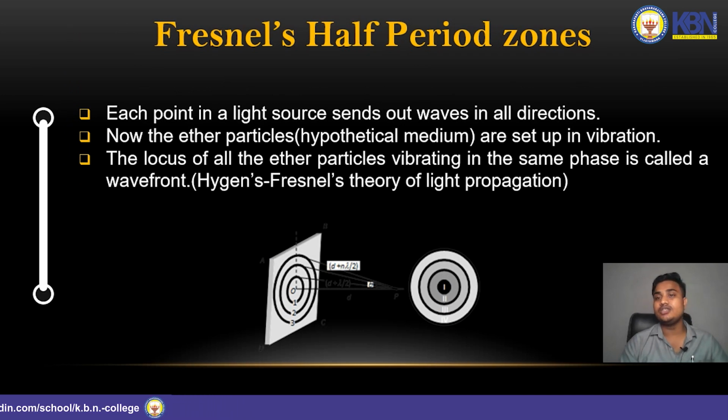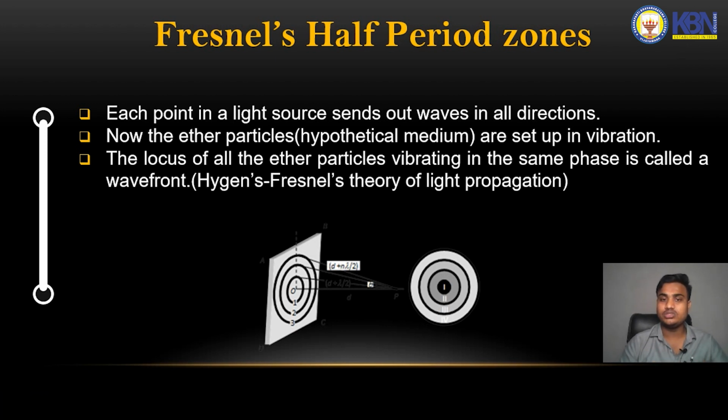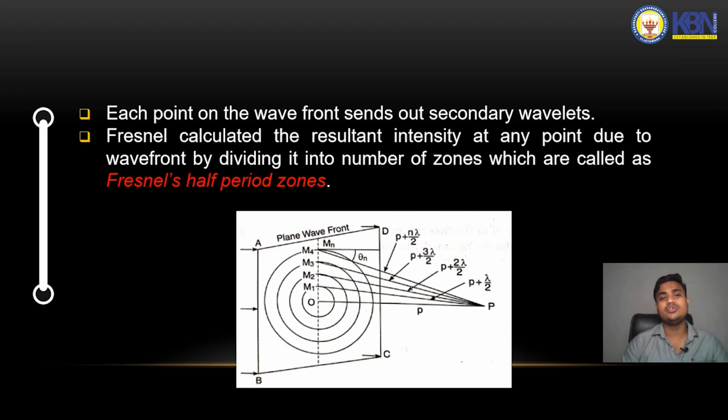Then coming to Fresnel's half period zones. According to the wave theory of light, each point in a light source sends out waves in all directions. Now the ether particles, a hypothetical medium, are set into vibration. The locus of all the ether particles vibrating in the same phase is called the wavefront. This is according to the Huygens-Fresnel theory of propagation. Coming to Fresnel's half period zones, each point on the wavefront sends out secondary wavelets.